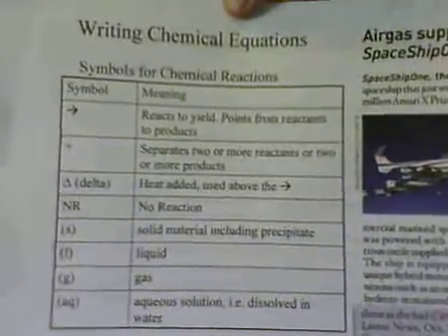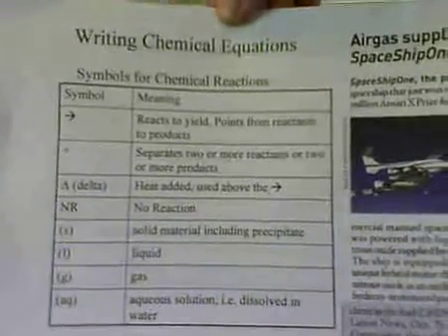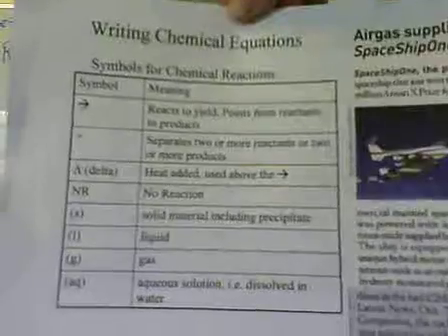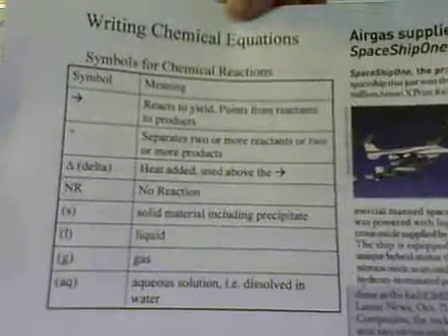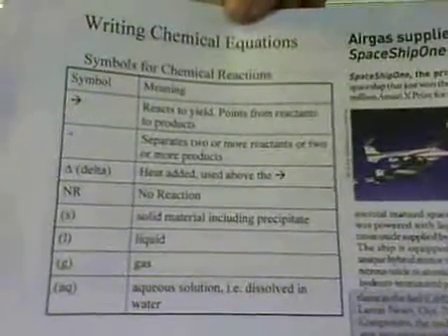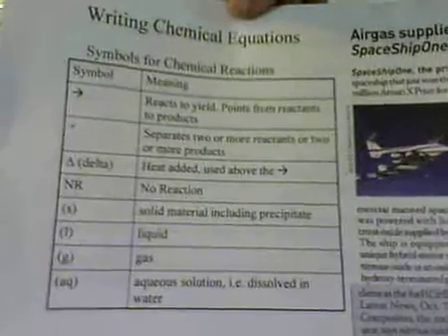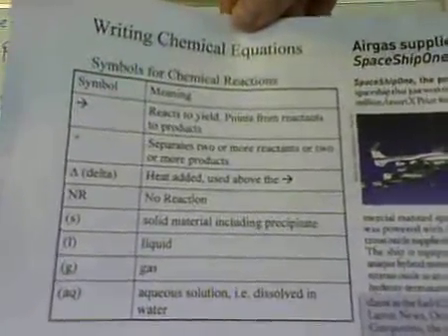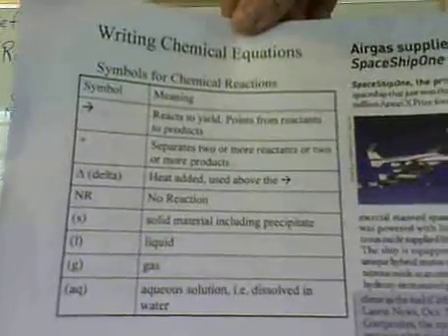When we have more than one reactant or product, we use a plus sign to separate them. When we need to state the physical states, we show that after the compounds, in parentheses, S for solid, L for liquid, G for gas, and AQ for aqueous, a liquid solution.